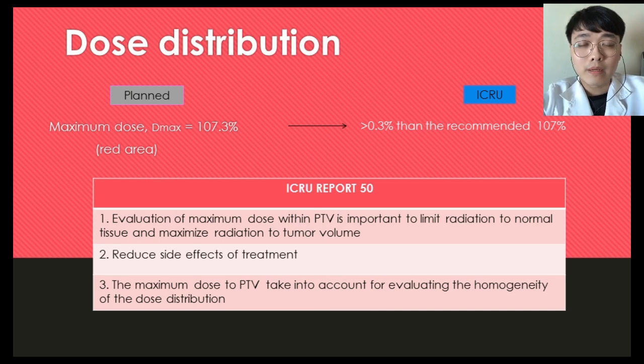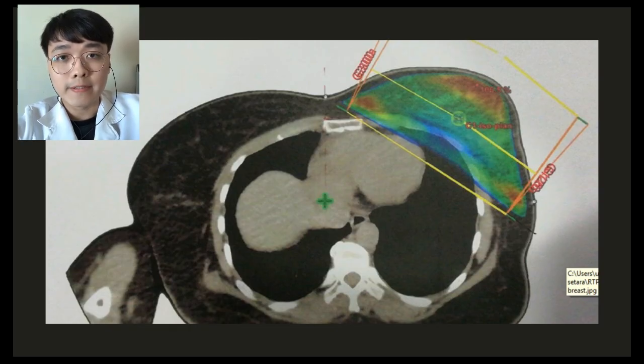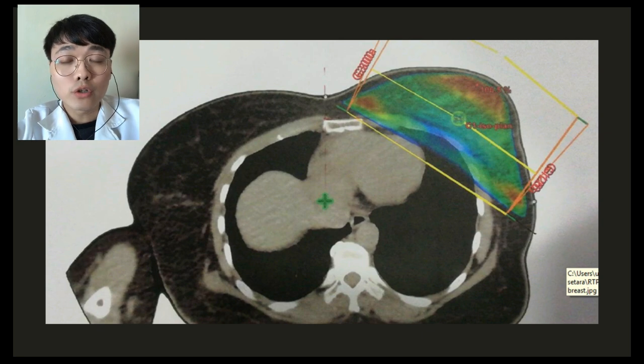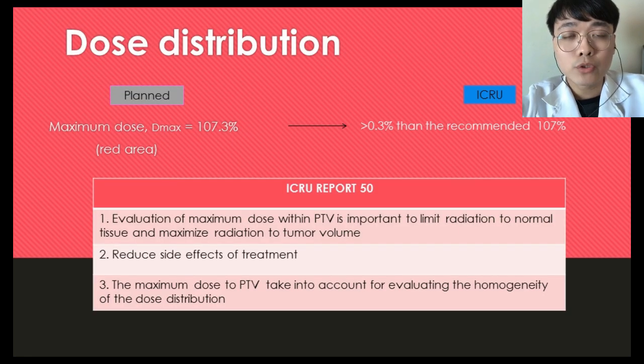Now I will talk about the dose distribution for this treatment plan. From the treatment planning, the maximum dose that we obtain is 107.3%, which is the red area shown on the diagram here. As we all know, the recommended maximum dose based on the ICRU report 50 is 107%, which cannot be more than 7% from the actual treatment dose.